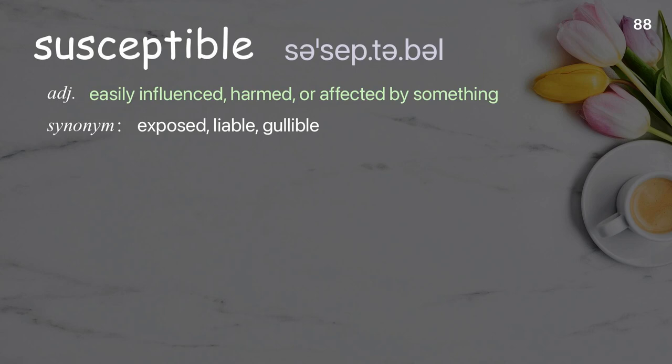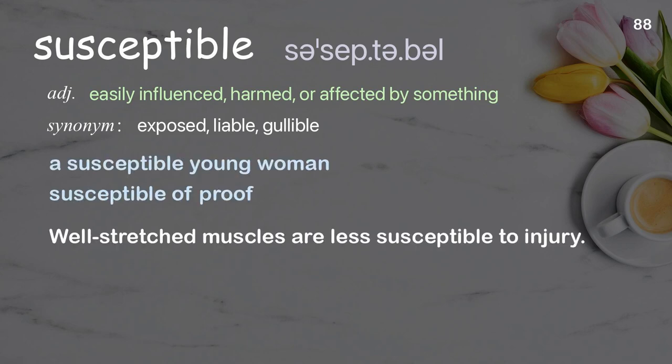Susceptible. Easily influenced, harmed, or affected by something. Examples: a susceptible young woman, susceptible of proof. Well-stretched muscles are less susceptible to injury.